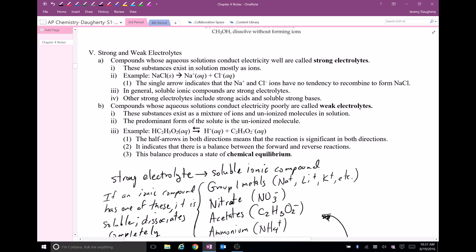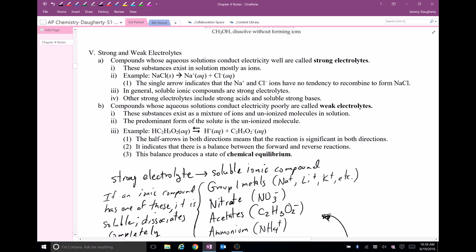We'll talk about strong acids and strong bases in the second semester, so we're not too worried about that right now. Weak electrolytes are your insoluble ionic compounds. It has to break up into ions in order for it to be an electrolyte. If it doesn't break up into ions, then it cannot be an electrolyte. These substances are slightly soluble. We call them insoluble, but really we mean slightly soluble.